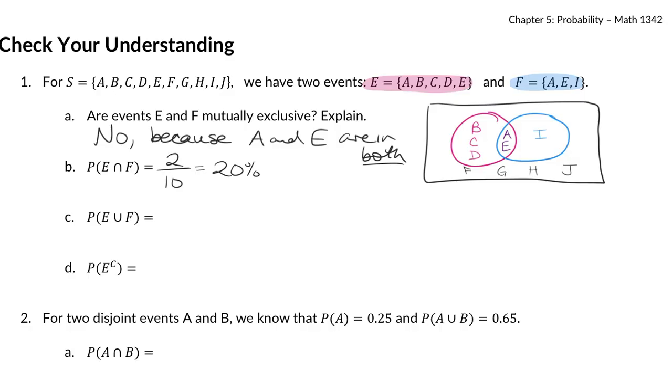Let's do that. What is the probability of E? How many letters are in E? And why is it 5? But I'm counting the overlap. Like, I want all of E. How many letters are in F? 3. Now I'm taking away the overlap. How many letters are in the overlap? 5 plus 3 is 8. 8 minus 2 is 6. This is 6 out of 10, or a 60% chance of us picking something in E or F.